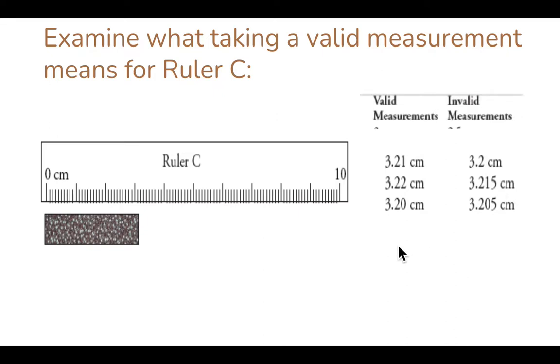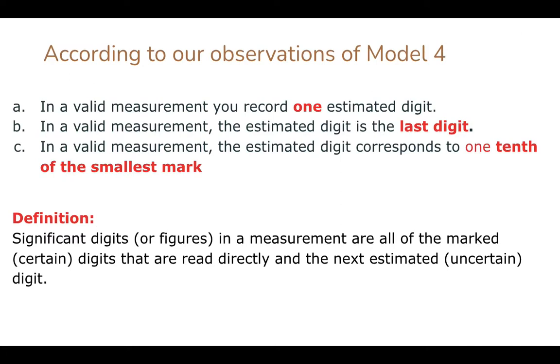Okay? So let's think about what a valid measurement is in terms of the measuring device and fill in these blanks. So in a valid measurement, you record just one estimated digit. All the measured digits, but just one estimated digit. In a valid measurement, the estimated digit is always the last digit. Everything above that means there was a mark. In a valid measurement, the estimated digit corresponds to 1/10 of the smallest mark.